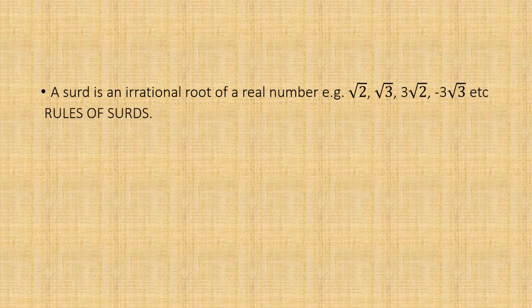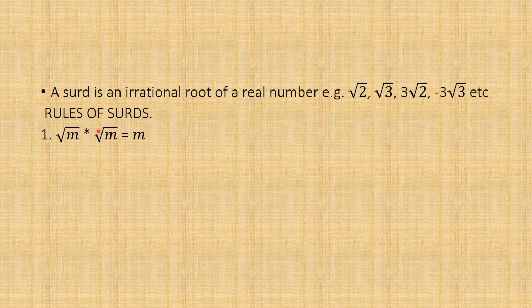So we are looking at surds. Surds is a topic in mathematics. First of all, a surd is an irrational root of a real number, e.g. root 2, root 3, 3 root 2, negative 3 root 3, etc. So a surd is an irrational root of a real number. We are going to see how we deal with surds.